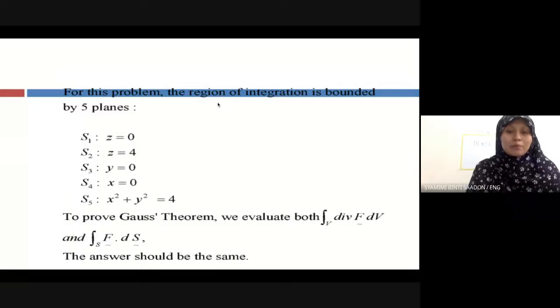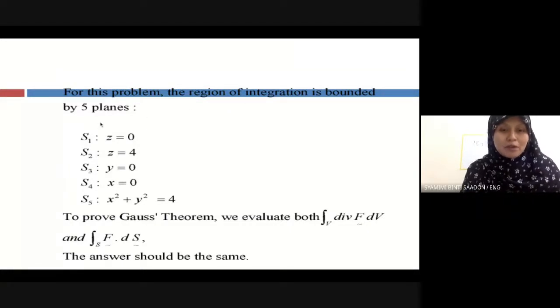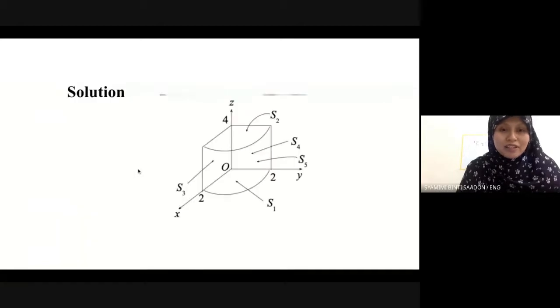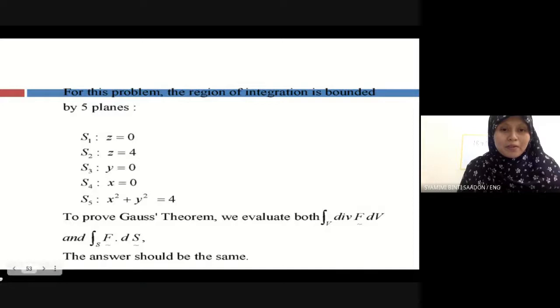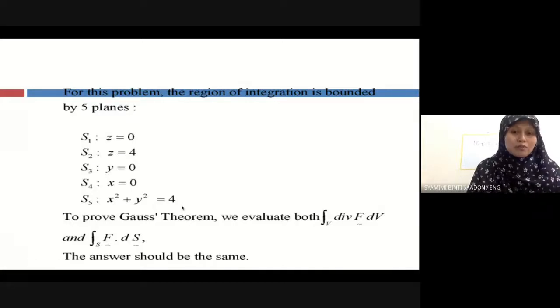Okay, so for this problem, the region of integration is bounded by 5 surfaces. The first surface S1 is z equals 0, this one. S2 is z equals 4, this plane. S3 is y equals 0. S4 is x equals 0. And S5 is this curved surface, the circle x squared plus y squared equals 4.